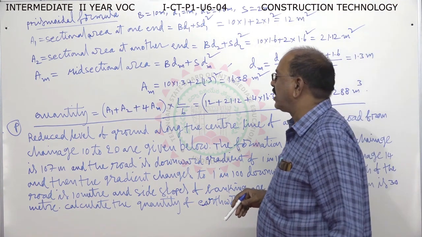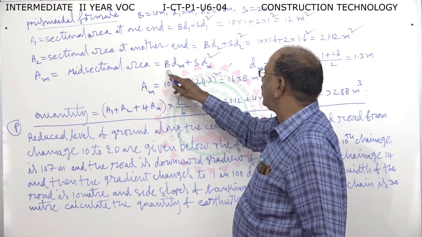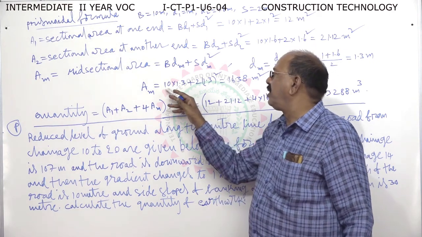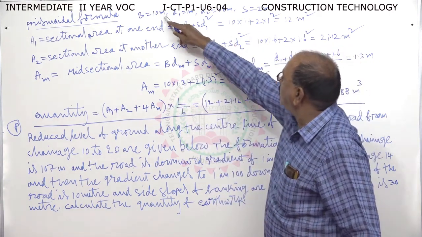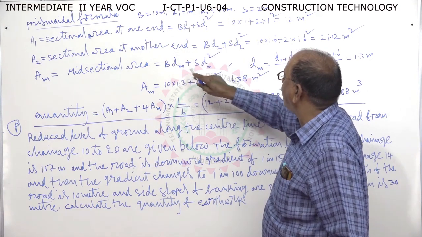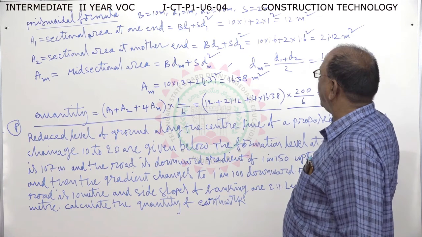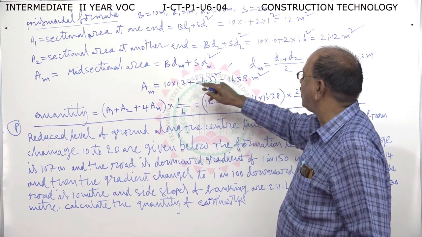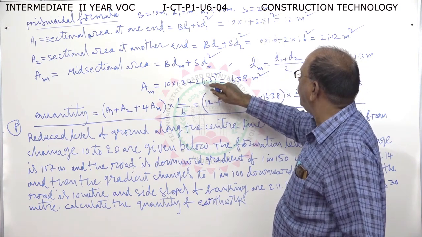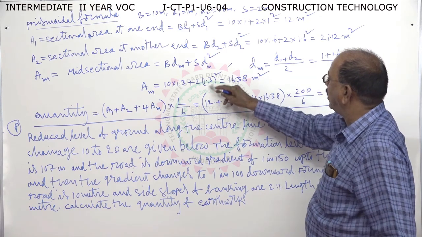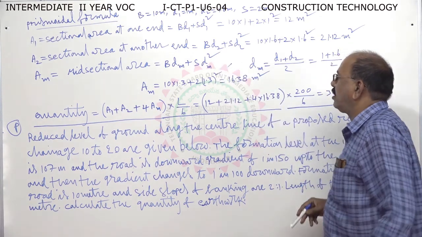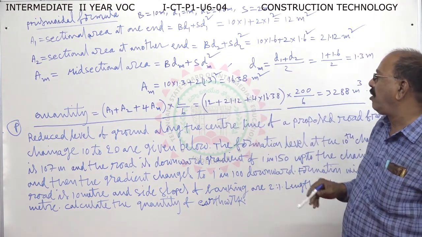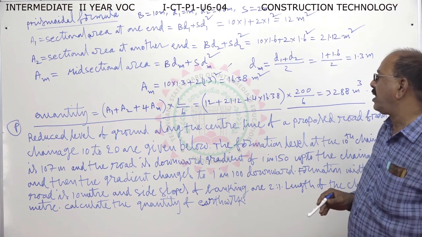Now, AM, mid-sectional area. What is the formula? BDM plus SDM square. So, B is equal to 10 meters. Then DM, DM is equal to 1.3 meters. So, in the place of DM, 1.3 meters. Plus S is equal to side slope 2, into DM. Again, DM is 1.3. Because square is here, put here also square. Now, after simplification with scientific calculator, you are getting a value of 16.38 meter square.